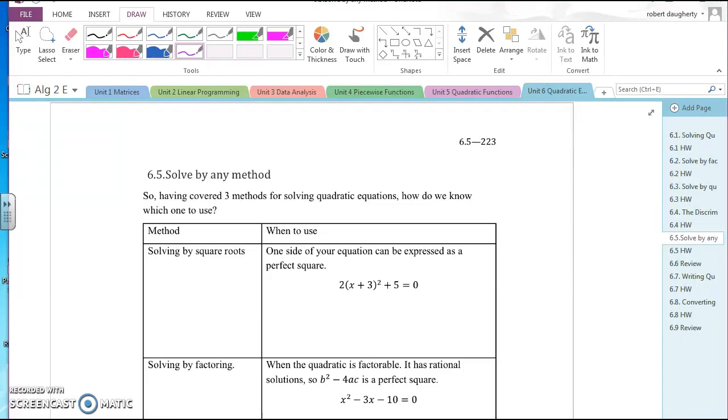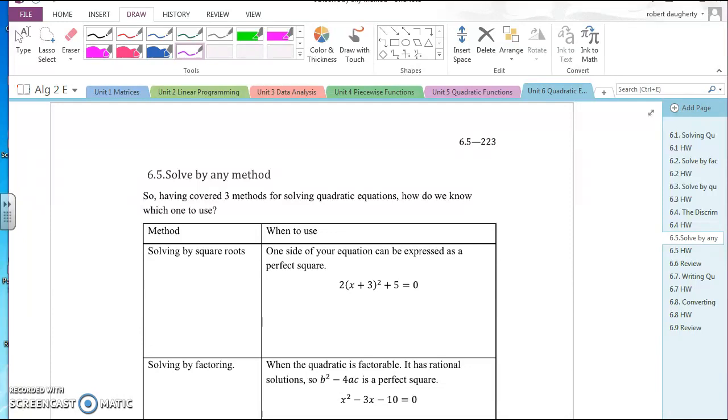Okay, class, here we are, lesson 6.5. I am not here, but I am on YouTube in a not yet viral video for you to get through lesson 6.5. So what we've done is several ways of solving quadratic equations: taking square roots, factoring, and the quadratic formula.